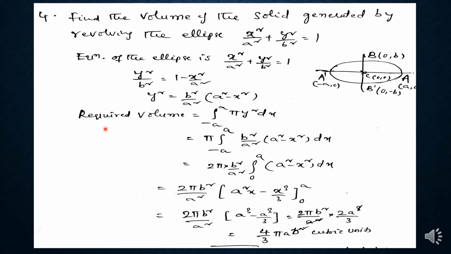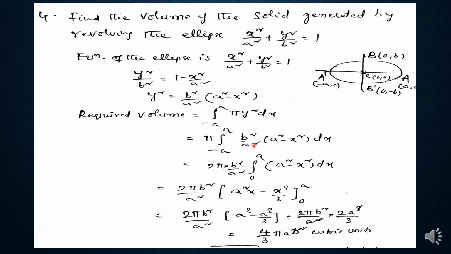That is, the required volume is equal to integral from minus a to a of pi y square dx. That is pi into integral from minus a to a of b square by a square into a square minus x square dx. Here the limits are integral from minus a to a of f of x dx. So if we check the integrand, b square by a square into a square minus x square is an even function.